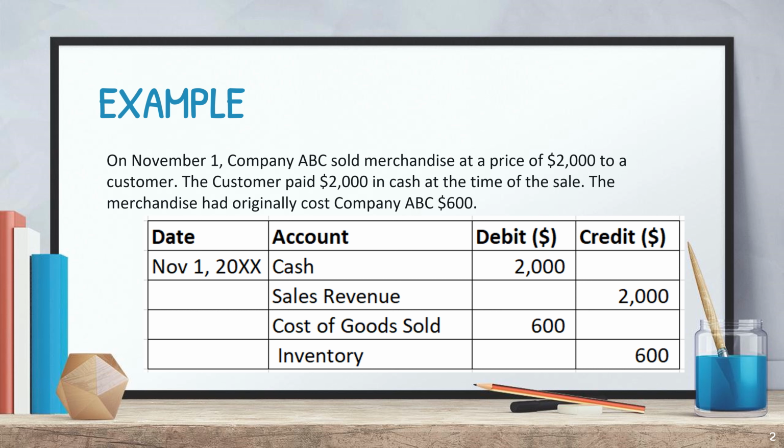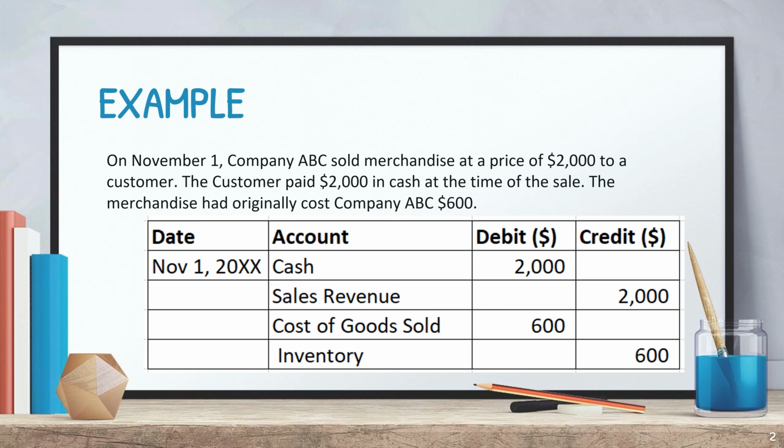Now let's move on to the other side of the journal entry. Since Company ABC sold merchandise for $2,000, we'll credit the sales revenue account for that amount. This credit entry represents an increase in revenue, as it reflects the income generated from the sale.